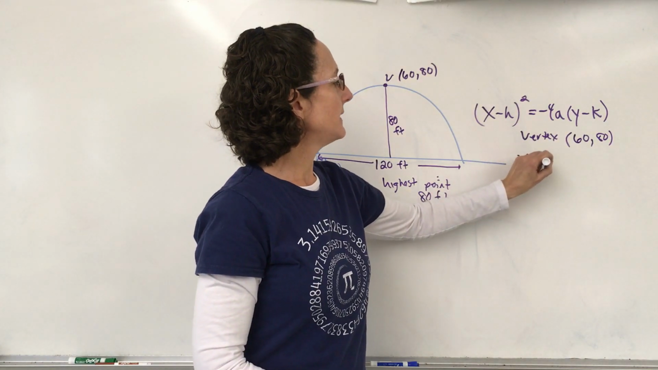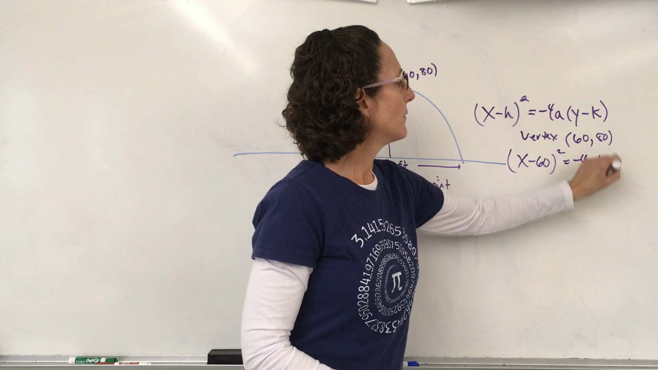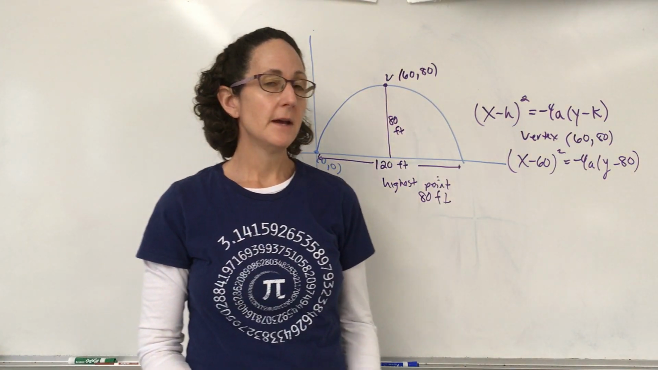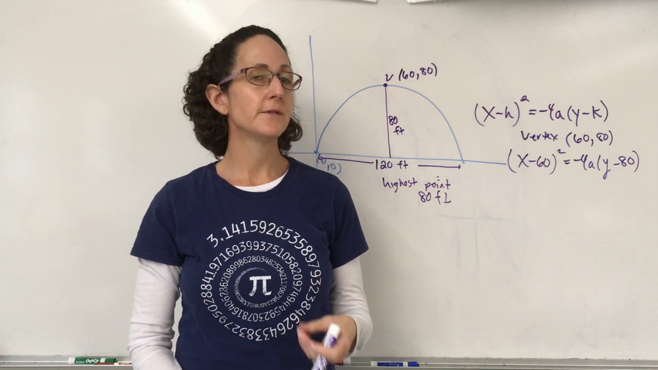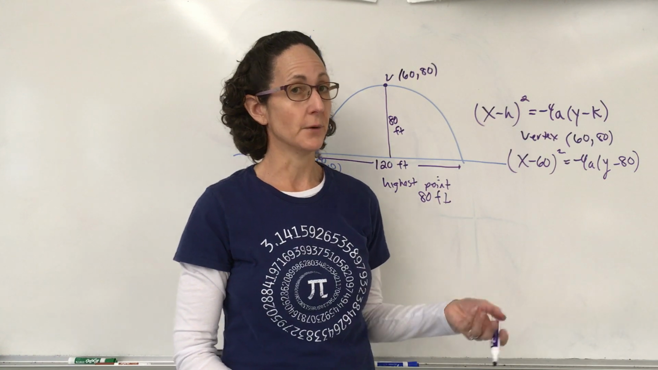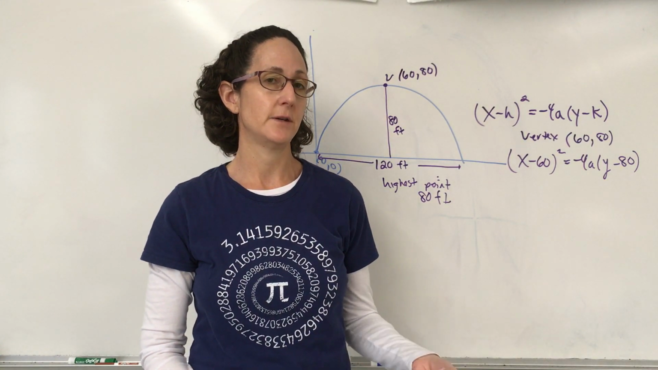So (x - 60)² = -4a(y - 80). Okay, so now in order to have an equation, you do have to fill in a. And a is obviously not given to you. There's no reason to give you a focus of a bridge. It doesn't have any meaning, but you still have to find a to have an equation.